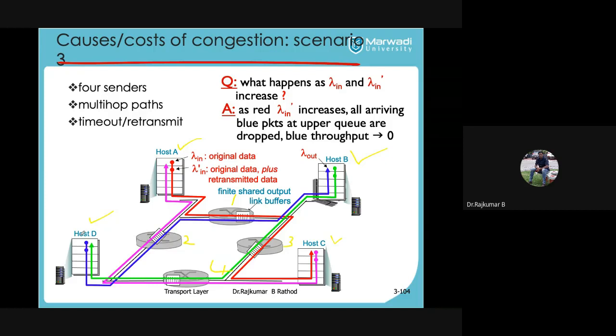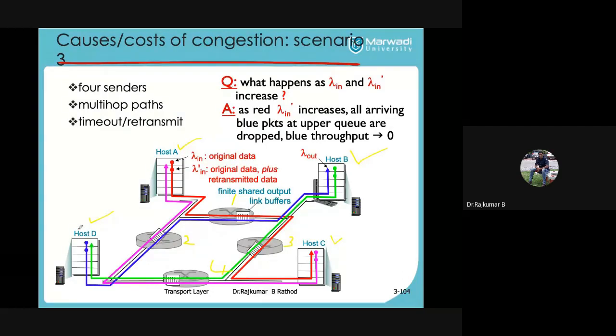And then, host C is transferring data, where host C is the source and host A is the destination. So you can see the pink line. Host C transfers data via router 4, then router 2, and then it reaches host A. Similarly, host D also.